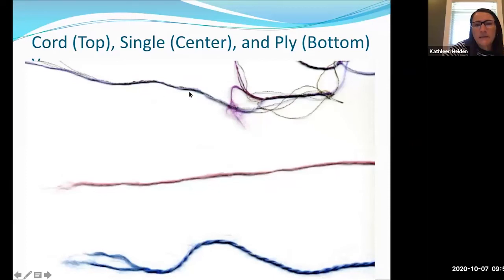So again, this is a cord. You have multiple yarns that are twisted together. This is a single. If I untwist it, I get fiber ends. And then this is a ply because I have 2 singles that are twisted together to make a yarn.